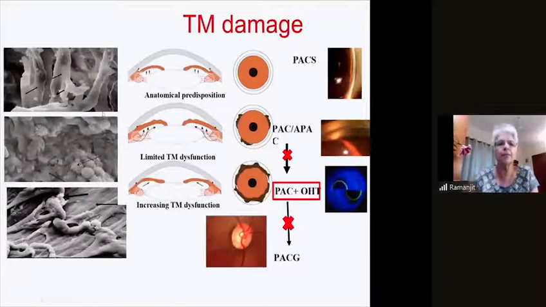If you look at the first picture over here, you can see the very clear trabecular beams and the large spaces between them. This is a patient with acute angle closure. You can see the inflammatory cells, you can see the thickening of the trabecular meshwork. And this is a primary angle closure glaucoma where the entire thing is just fibrosed over. So there is increasing trabecular dysfunction as we go.